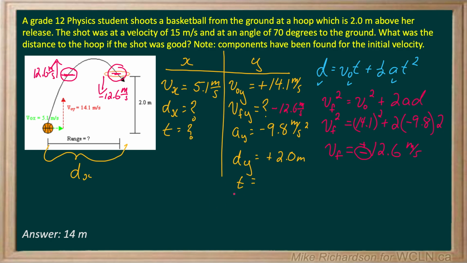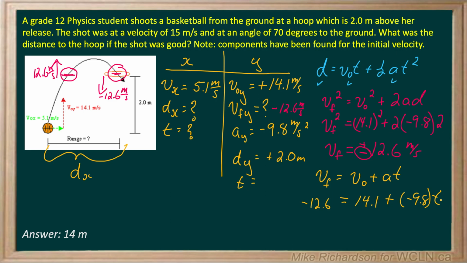Now let's choose an equation to find time that's a little bit easier. And again, if we look at our formula sheets, this one makes a little bit more sense. There's no quadratic involved. V final is V initial plus AT. So V final is negative 12.6. V initial was 14.1. My acceleration, negative 9.8. And I want to use this equation to solve for time.